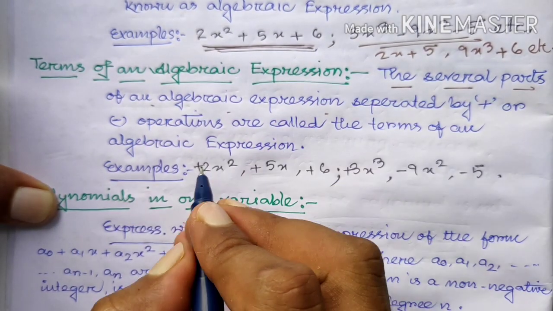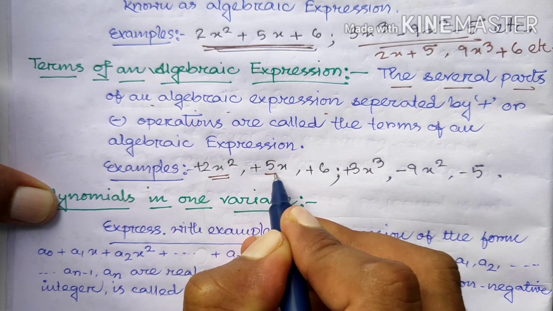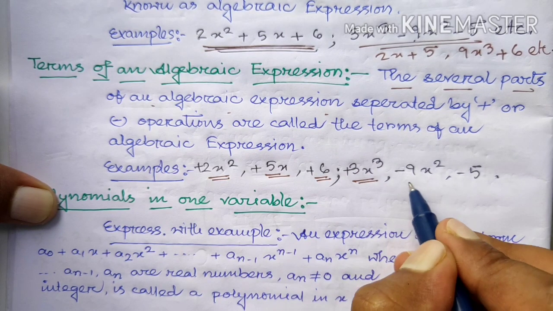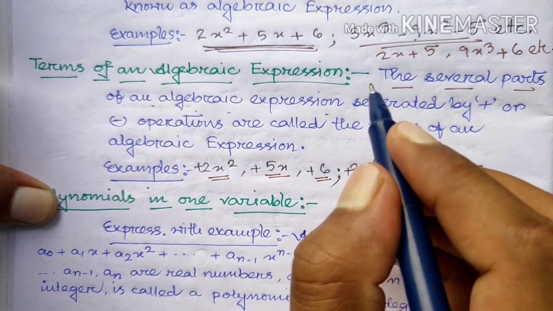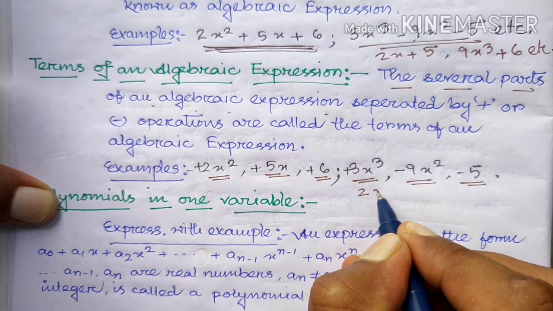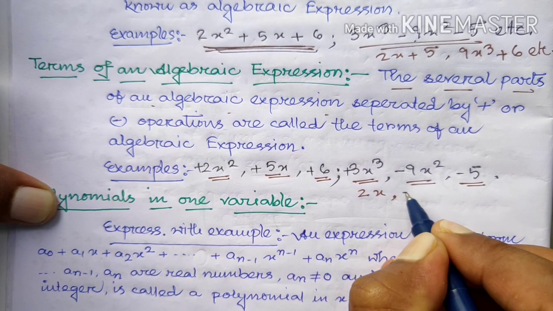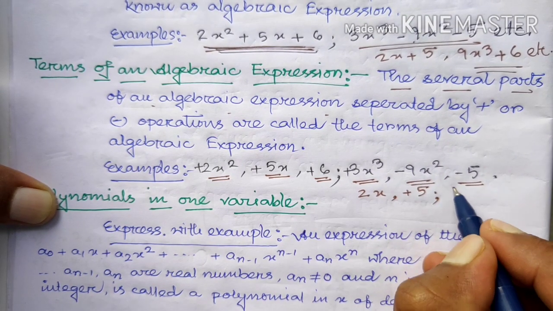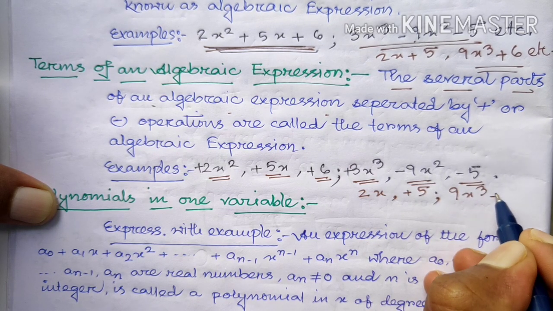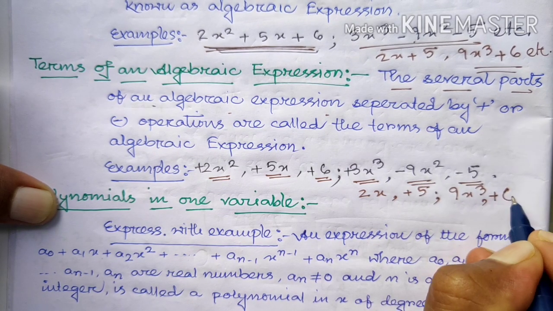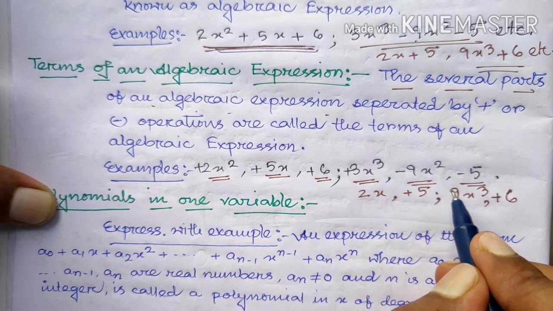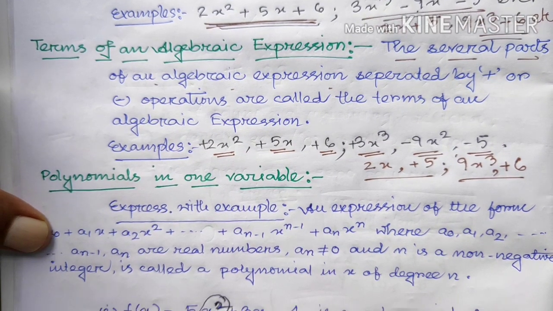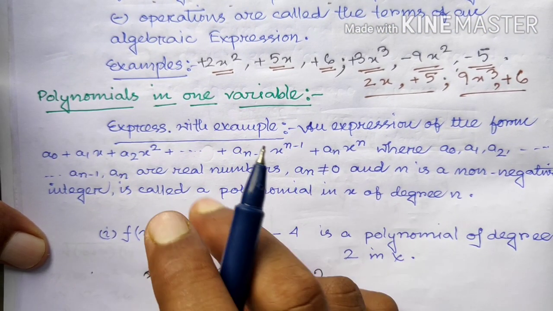You can see from the above expression 2x square plus 5x plus 6, the terms will be 2x square, 5x, plus 6. From the algebraic expression 3x cube minus 9x square minus 5, you get 3x cube, comma, minus 9x square, comma, minus 5. From 2x plus 5 you get 2x, comma, plus 5, and from 9x cube plus 6 you get 9x cube, comma, plus 6.